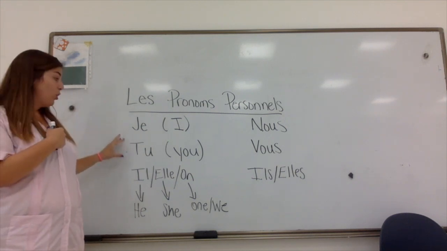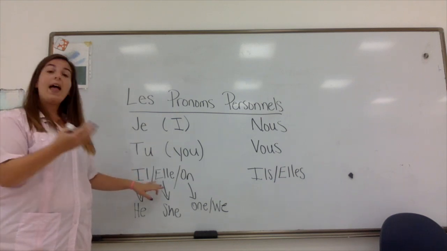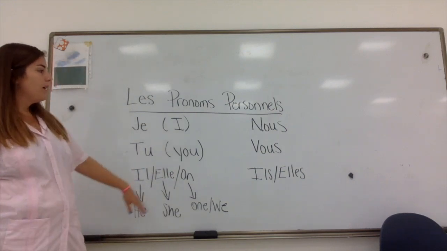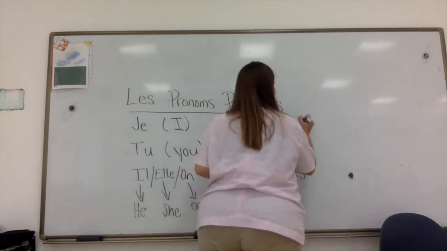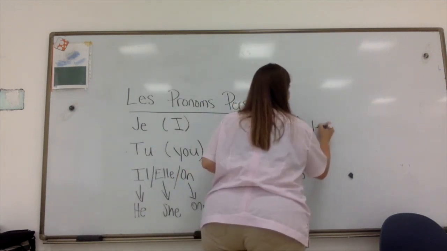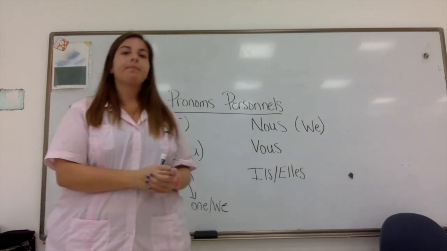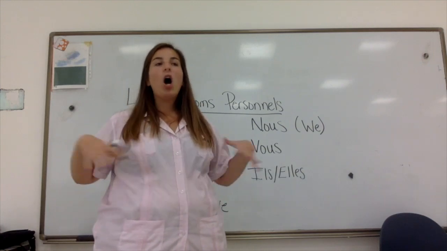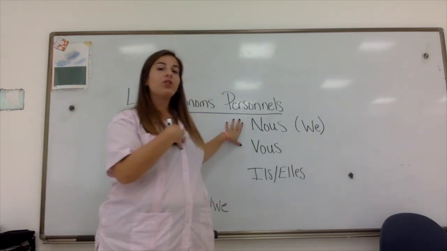Je, tu, il, elle, on, okay? Nous, nous. Nous, okay? Nous, we as a group. We are, nous sommes, okay? Talking about a group, including yourself when you're speaking.